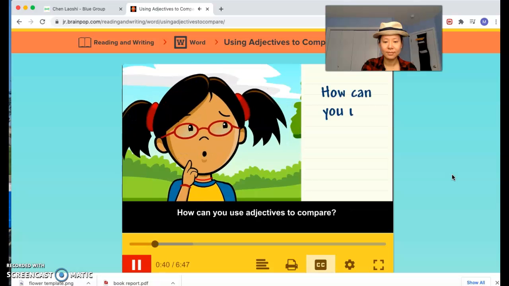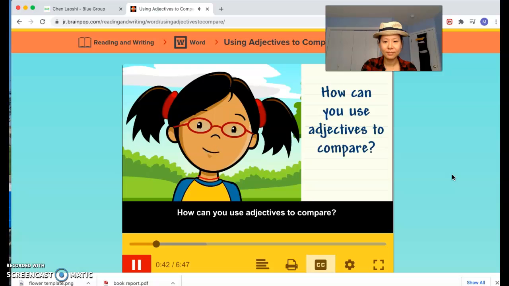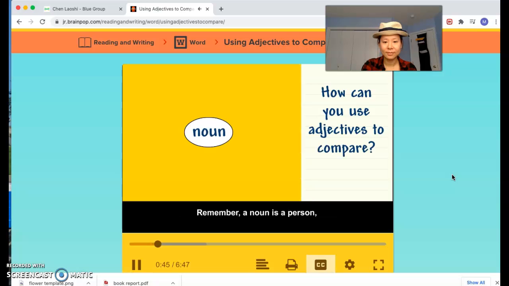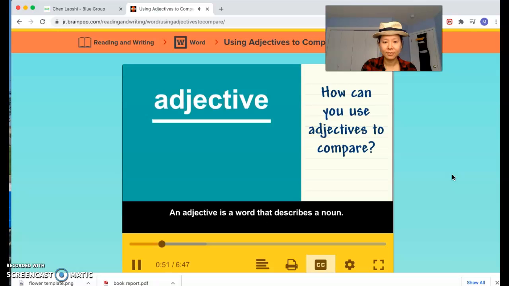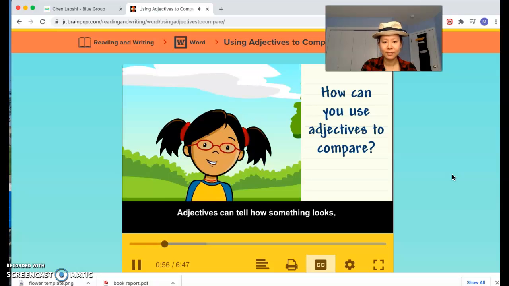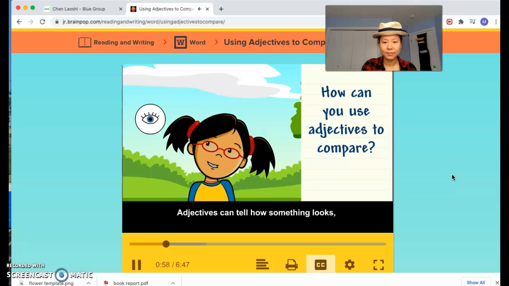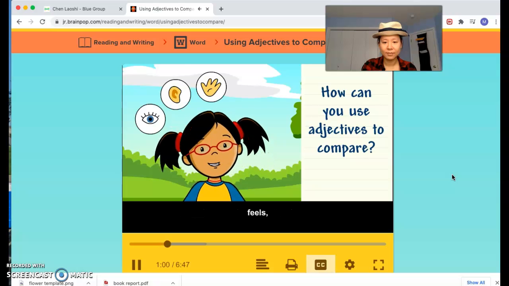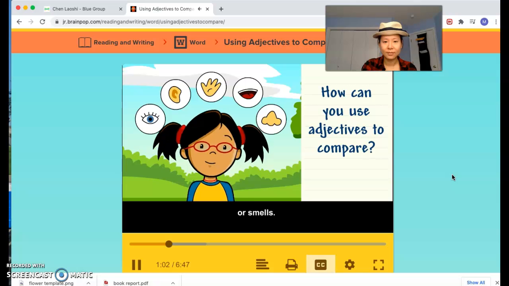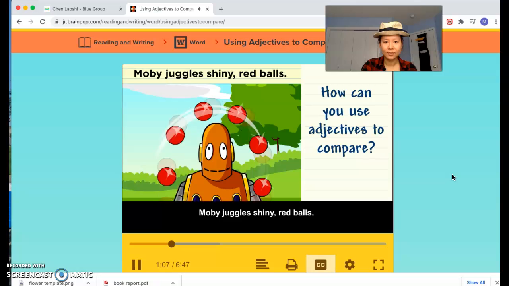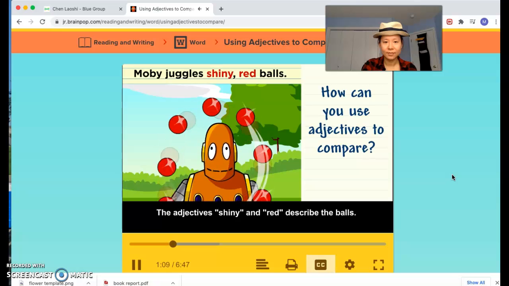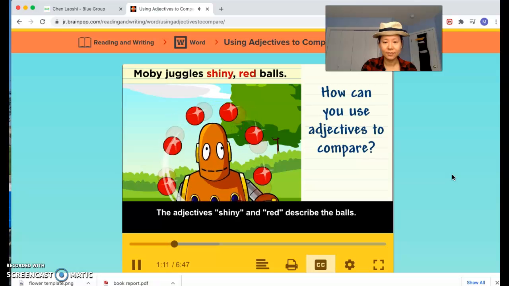How can you use adjectives to compare? Remember, a noun is a person, animal, place, thing, or idea. An adjective is a word that describes a noun. Adjectives can tell how something looks, sounds, feels, tastes, or smells. Moby juggles shiny red balls. The adjectives shiny and red describe the balls.